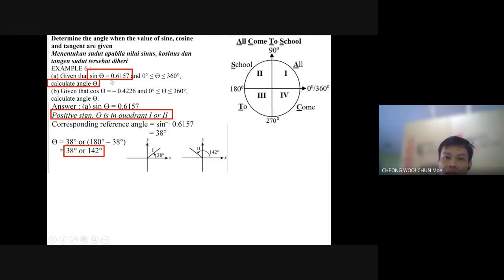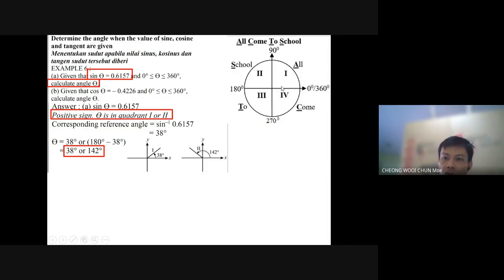So this is sine positive. If sine is positive, there will be two answers. If sine is negative, there will also be two answers, for this kind of question. Sine positive will be in quadrant 1 and 2. One is the acute angle, and the other is the corresponding obtuse angle.